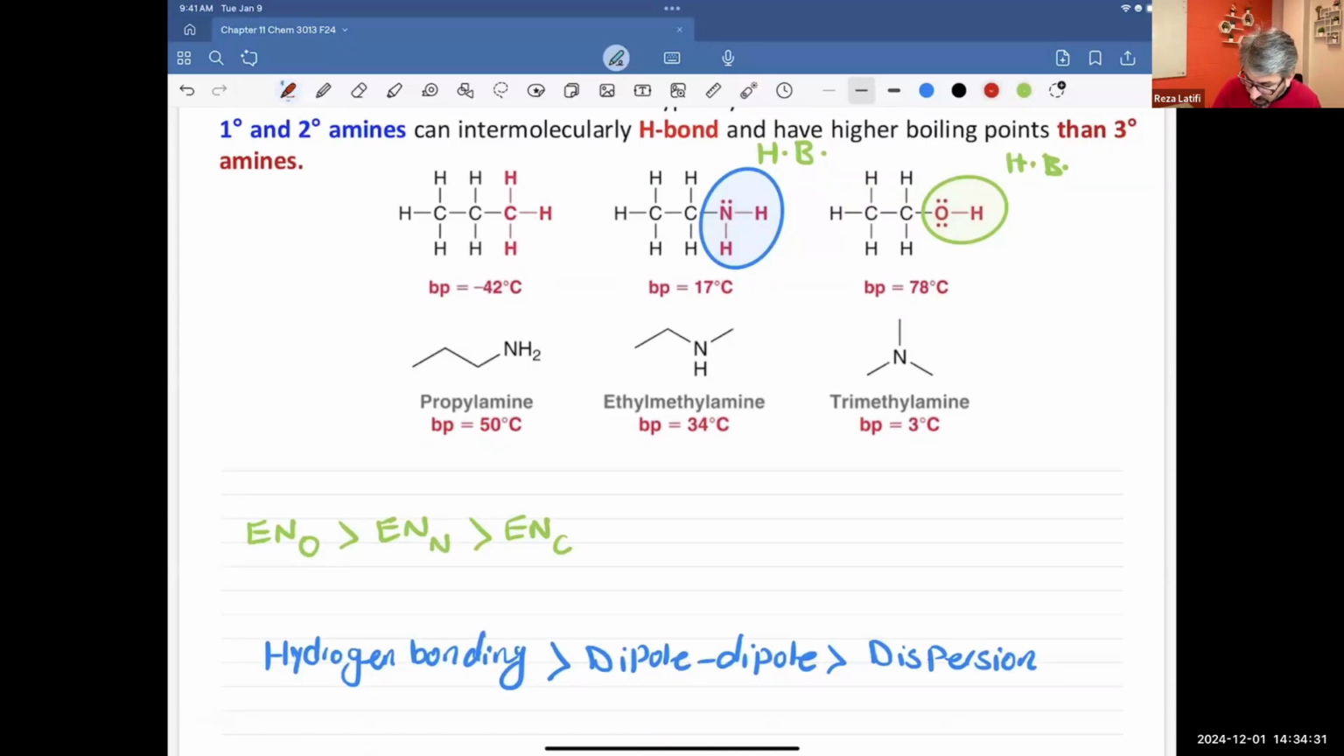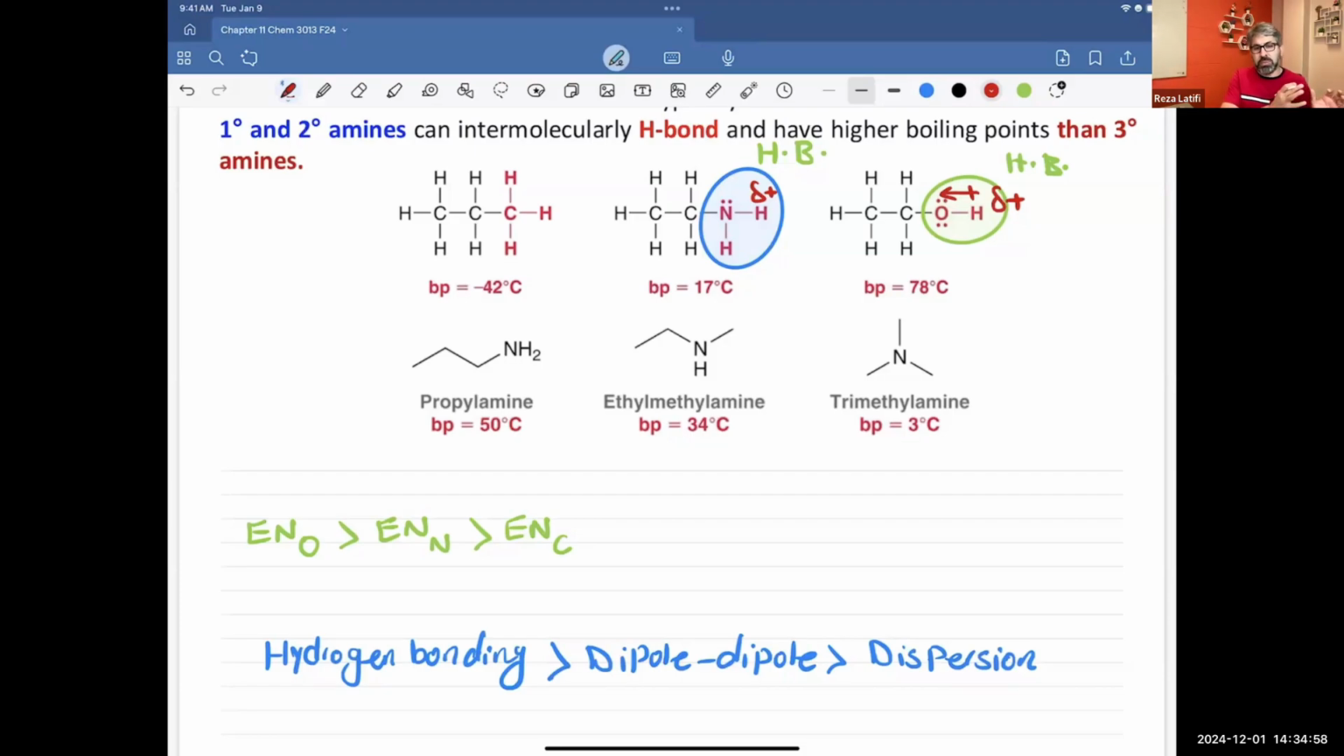The reason behind it is that the electronegativity of oxygen is higher than nitrogen, and higher than carbon. As a result, oxygen can apply a huge force on hydrogen. It will steal a good amount of electron density from hydrogen. So the positive charge on hydrogen is going to be bigger, and because we have a bigger positive charge on hydrogen, hydrogen bonding for alcohol is going to be stronger than for amine. That's the reason their boiling temperature is higher.